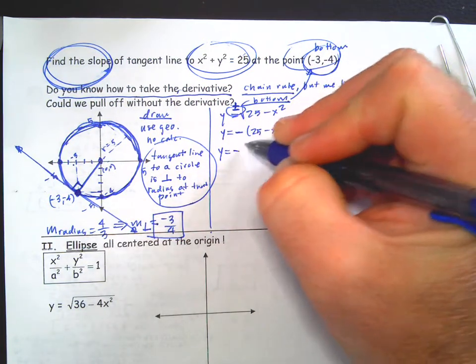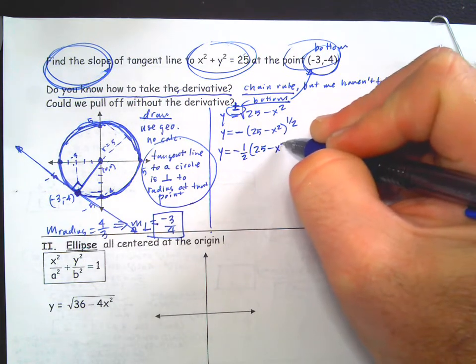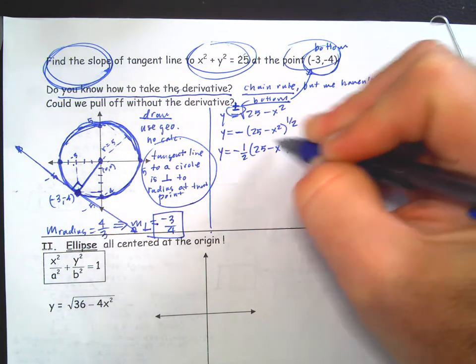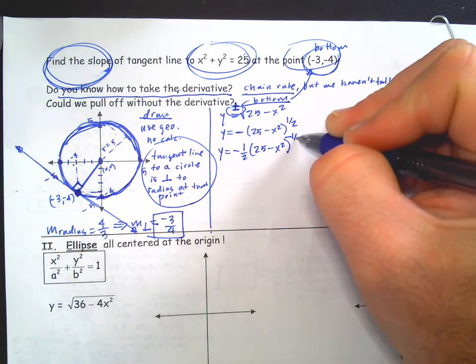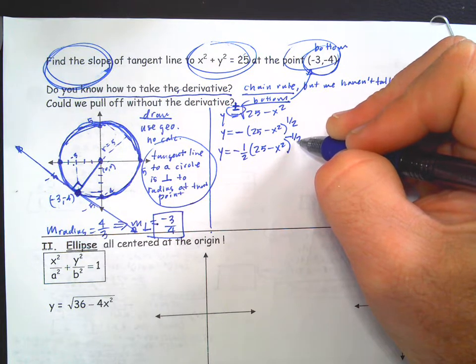We would multiply the 1/2 in front. Now here's the weird thing. You're like, well, what do we do with these parentheses? You keep them. You leave everything inside. And so you multiply the current exponent in front, and then you subtract 1 from that exponent. That's the power rule. But here's the chain rule.